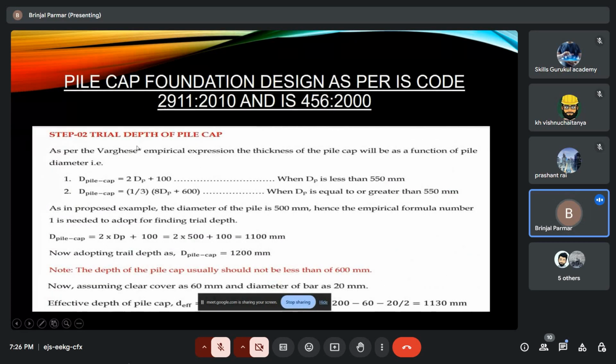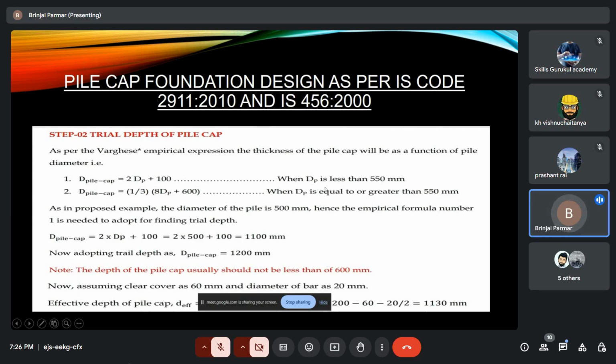Step 2. Trial depth of the pile cap. As per Varghese empirical expression, the thickness of the pile cap is a function of pile diameter. First formula: depth of pile cap, D pile cap, is equal to 2 times diameter of pile plus 100. This formula is used when dp is less than 550 mm. And the second formula: D pile cap is equal to 1/3 into 8 dp plus 600, when dp is equal to or greater than 550 mm.